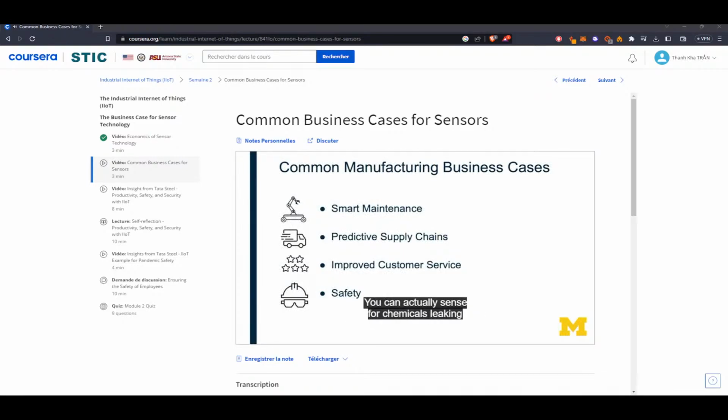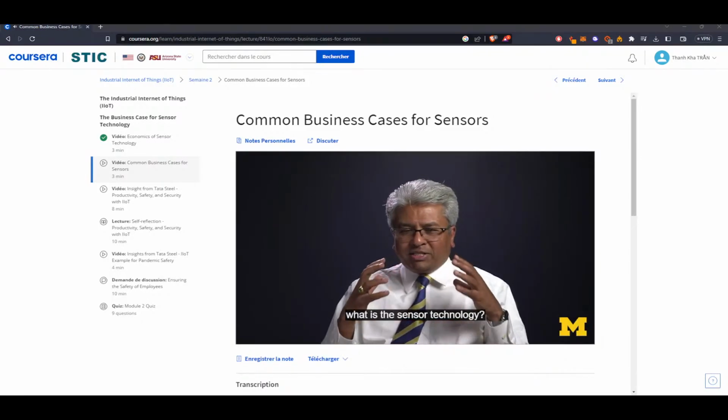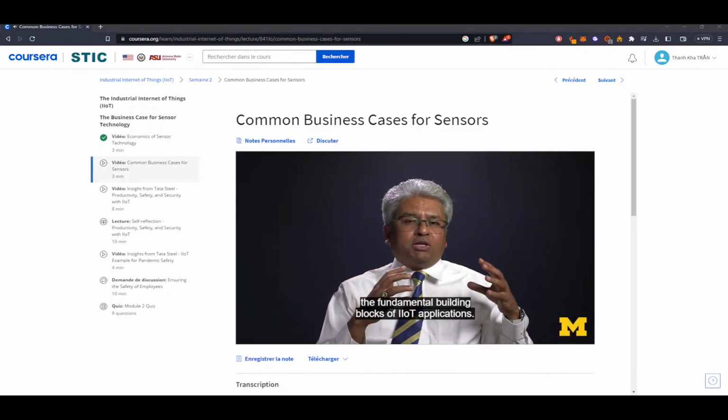Or so, I mean, you can actually sense for chemicals leaking, or you can sense for some gas leaking. So many applications of sensors can actually improve the overall safety in a manufacturing context. In summary, what we talked about, we addressed what this sensor technology is, and why this sensor technology is one of the fundamental building blocks of IIoT applications.